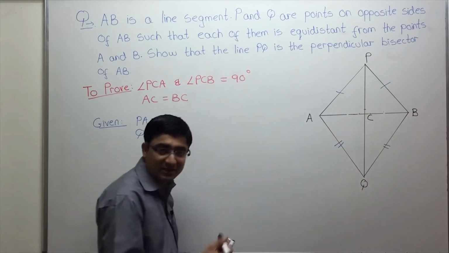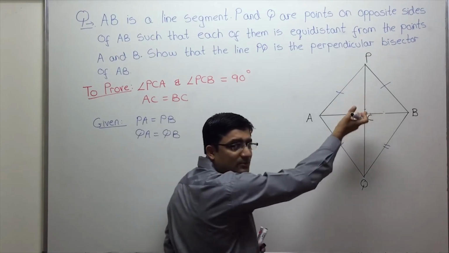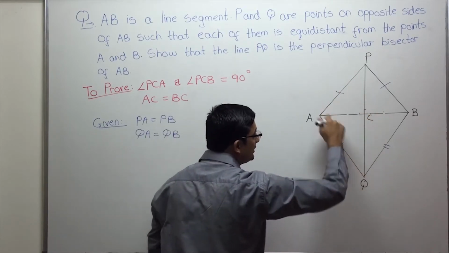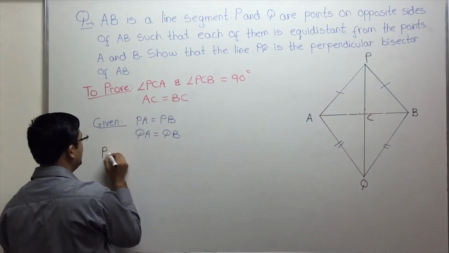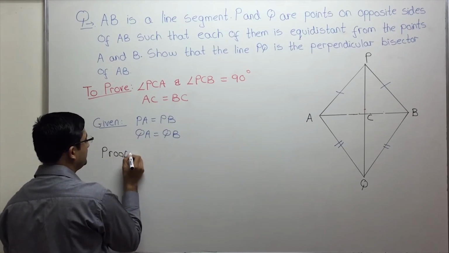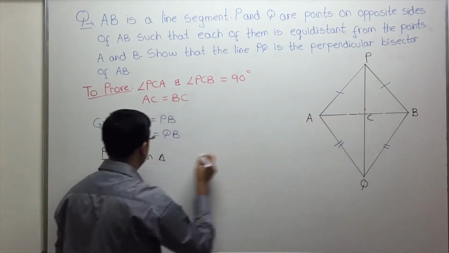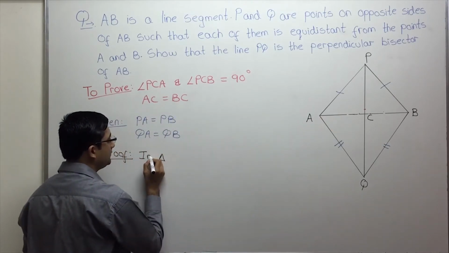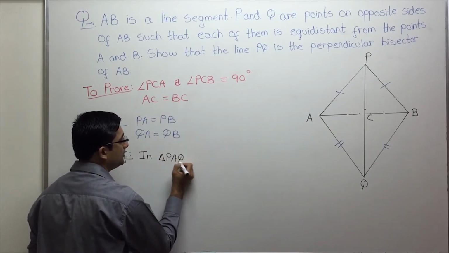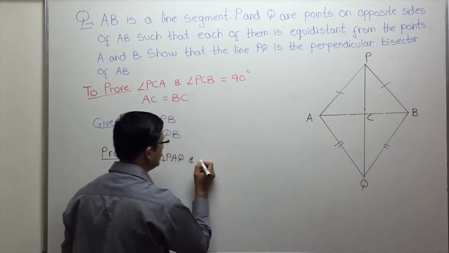So first we'll take the big triangles. Why? Because we cannot prove these two triangles to be congruent as of now. So take the big triangles. So we'll have the proof. So in triangles, first of all, triangle PAQ and triangle PBQ.